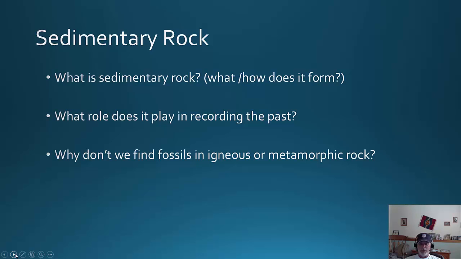Fossils are in it. You don't find fossils in igneous or metamorphic rock because of the heat and pressure of the igneous or metamorphic. So fossils are definitely going to only be found in the sedimentary rock.